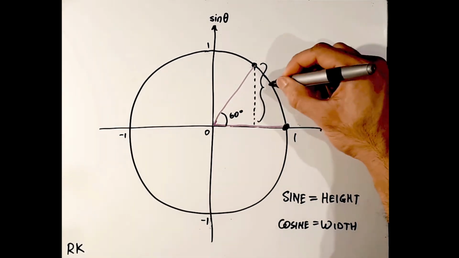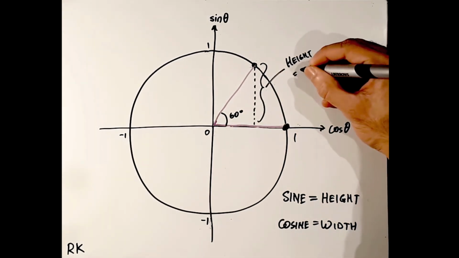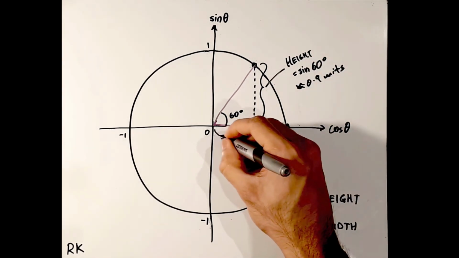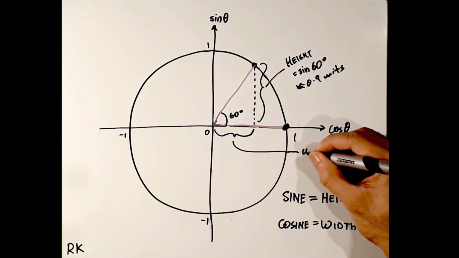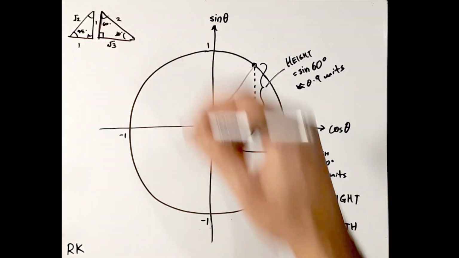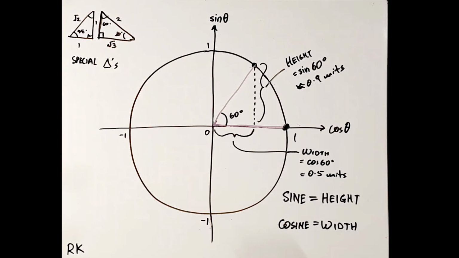So to find the height of this ball from the ground, we can use the sine of 60 degrees, giving us about 0.9 units. As for how far across the ball is from the origin, we can use the cosine of 60 degrees, giving us exactly 0.5 units. The calculations can be done using the special triangles. I'll cover that in a separate video. This one's more about how it's all connected.